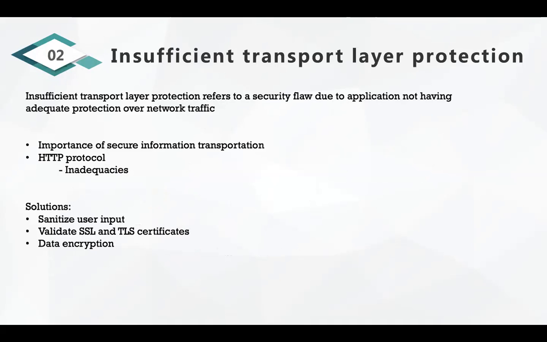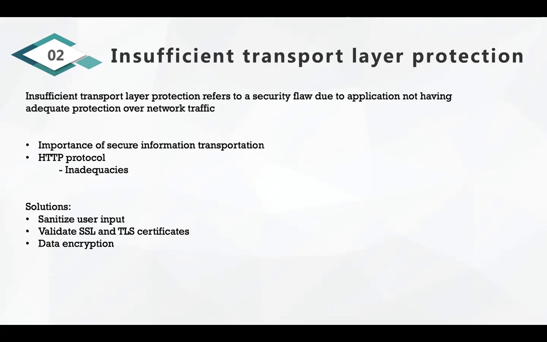This risk refers to a security flaw due to the application not having adequate protection over network traffic. In mobile applications, the HTTP protocol is often used for communication between the client and server. However, this protocol is often not enough to keep data secure. This is because situations such as ignoring certificate validation and SSL errors may occur, meaning that the data may still be revealed through man-in-the-middle attacks.